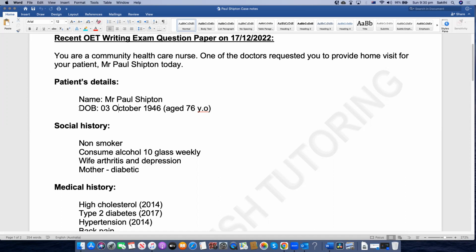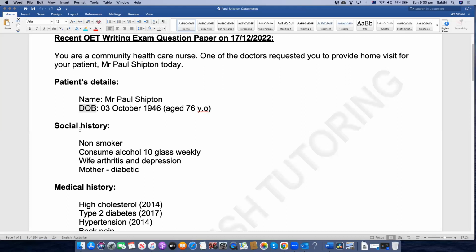That's the first thing we need to be mindful about. See this one, YO: when we have to expand, if needed, we have to expand in full only. Years old, you can't write like this. The same thing is applicable for DOB. When you write down the abbreviation, DOB needs to be expanded for sure, 100%. Okay. I always recommend my students to do that.